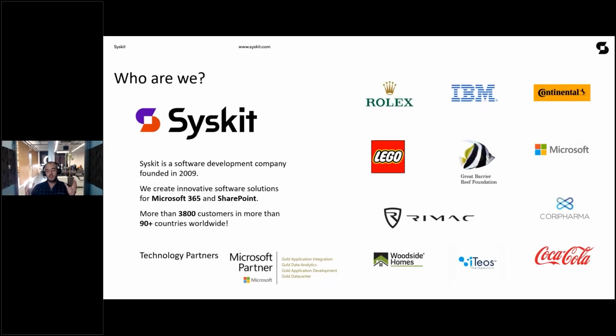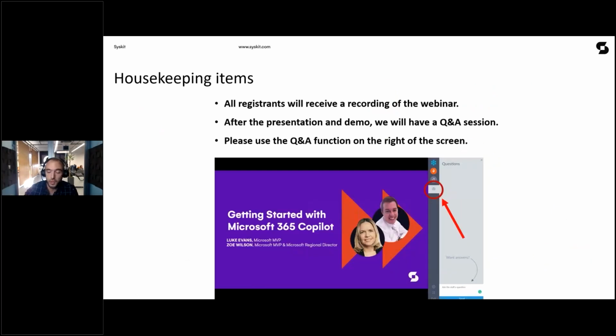Now, just before we start, let's set up a few housekeeping items. All registrants will receive a recording of the webinar within a few days after the webinar is done. It's not like it's going to last for days, it's going to last for an hour, but you know what I mean. After the presentation, we'll have a short demo of the Syskit Point platform. We're going to show you how it can help you prepare for the Copilot era by learning about workspace permissions and how it can help you set up different compliance policies all around your environment. After that, there's going to be a quick Q&A session where Luke and Zoe will answer any questions you may have for them. For that, you can just use the Q&A function on the right side of the screen. You can click it and ask the question whenever throughout the entire session. They're going to be answered later.